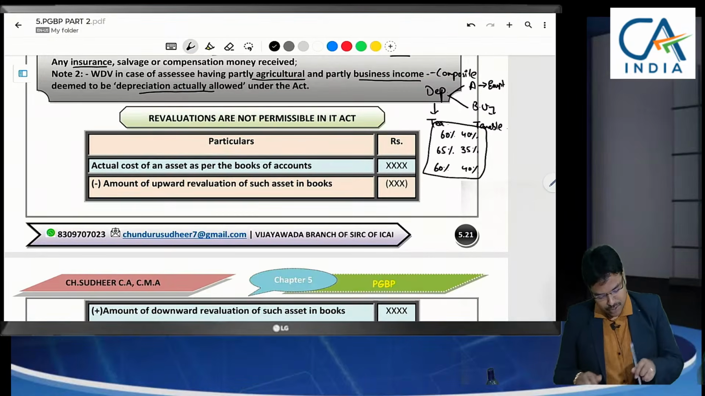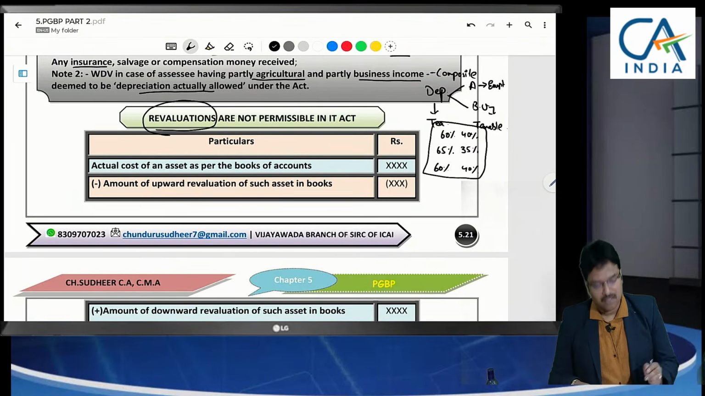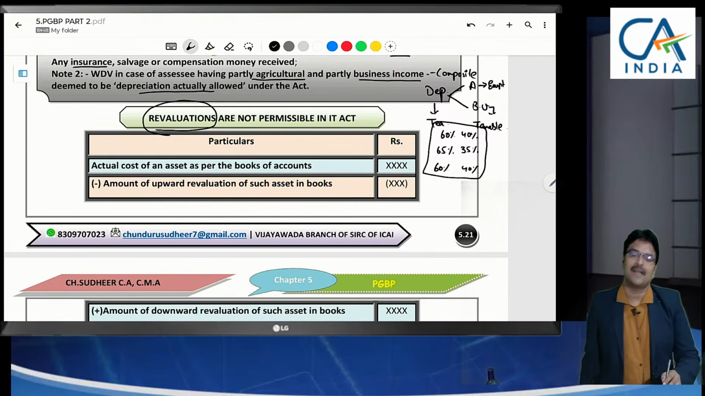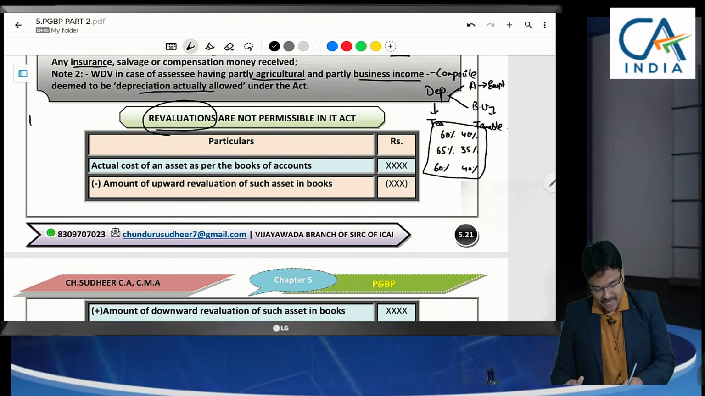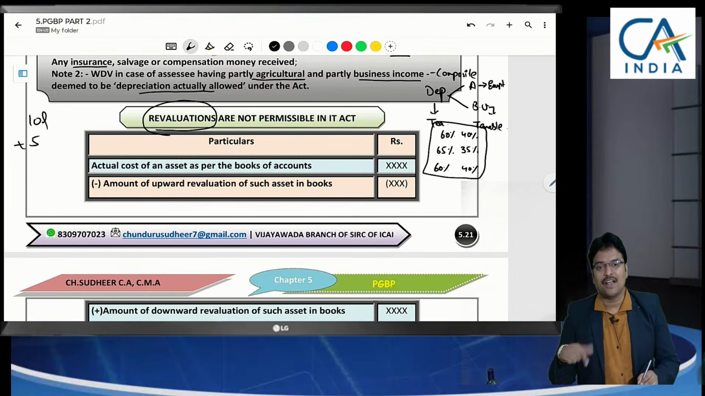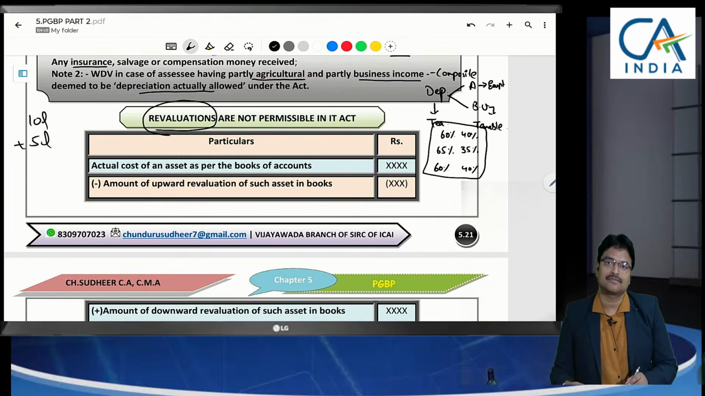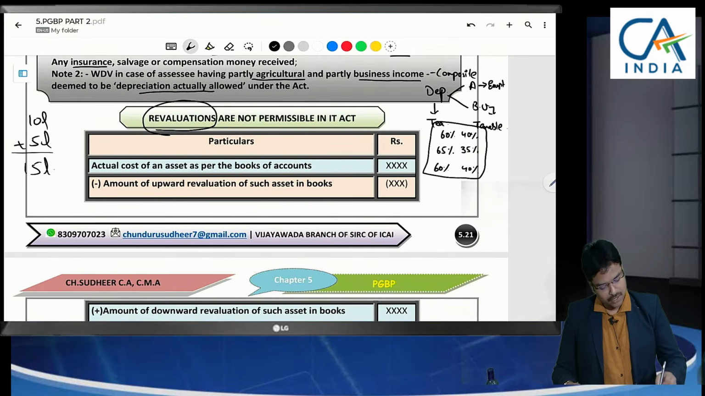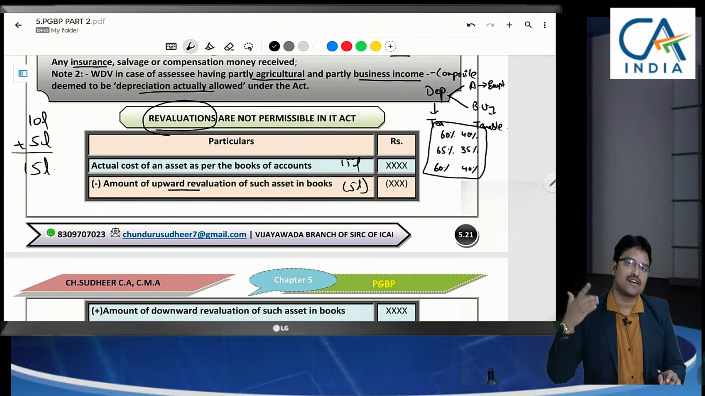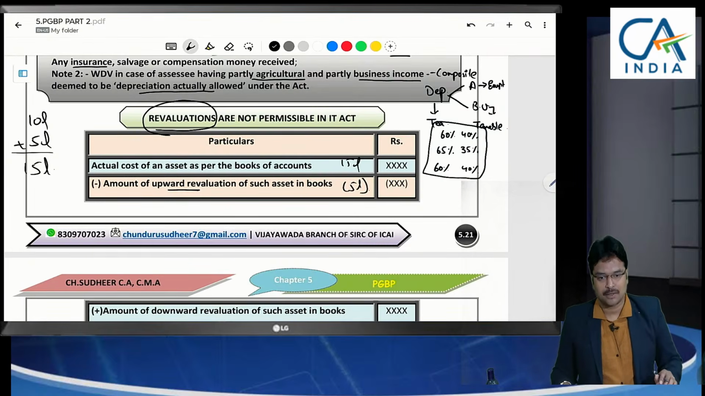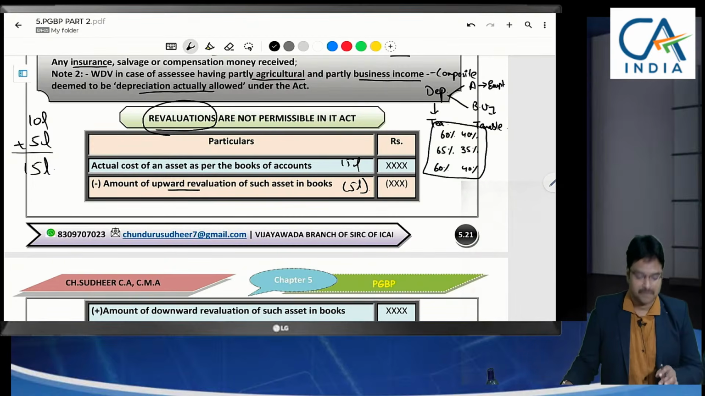Next, revaluations are not permissible. Whenever revaluation is made, the asset value is increased and the difference is added to the capital account. The asset value is 10 lakhs, and since the value of the asset is increased, they are adding 5 lakhs. Can we claim depreciation on 15 lakhs? No. Out of 15 lakhs, the 5 lakhs upward revaluation should be reduced. Your books, your wish. In your books of accounts, you can make revaluation and create a revaluation reserve also. But here we can't do so.